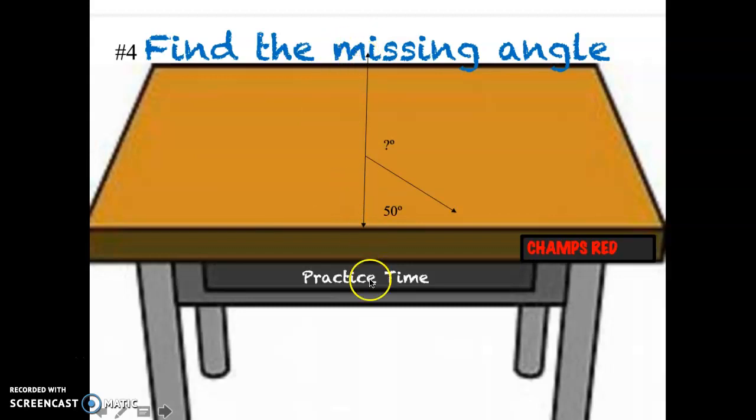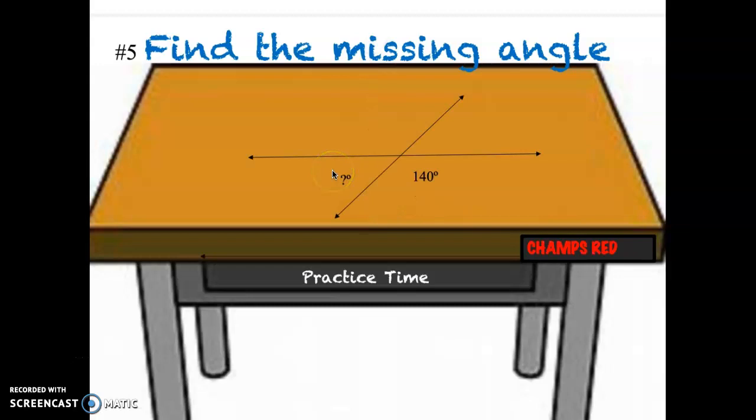Here we have a straight line again. What does it need to equal? If you said 180, you are correct. If I do 180 minus 50, what's your answer? If you said 130, you are correct.